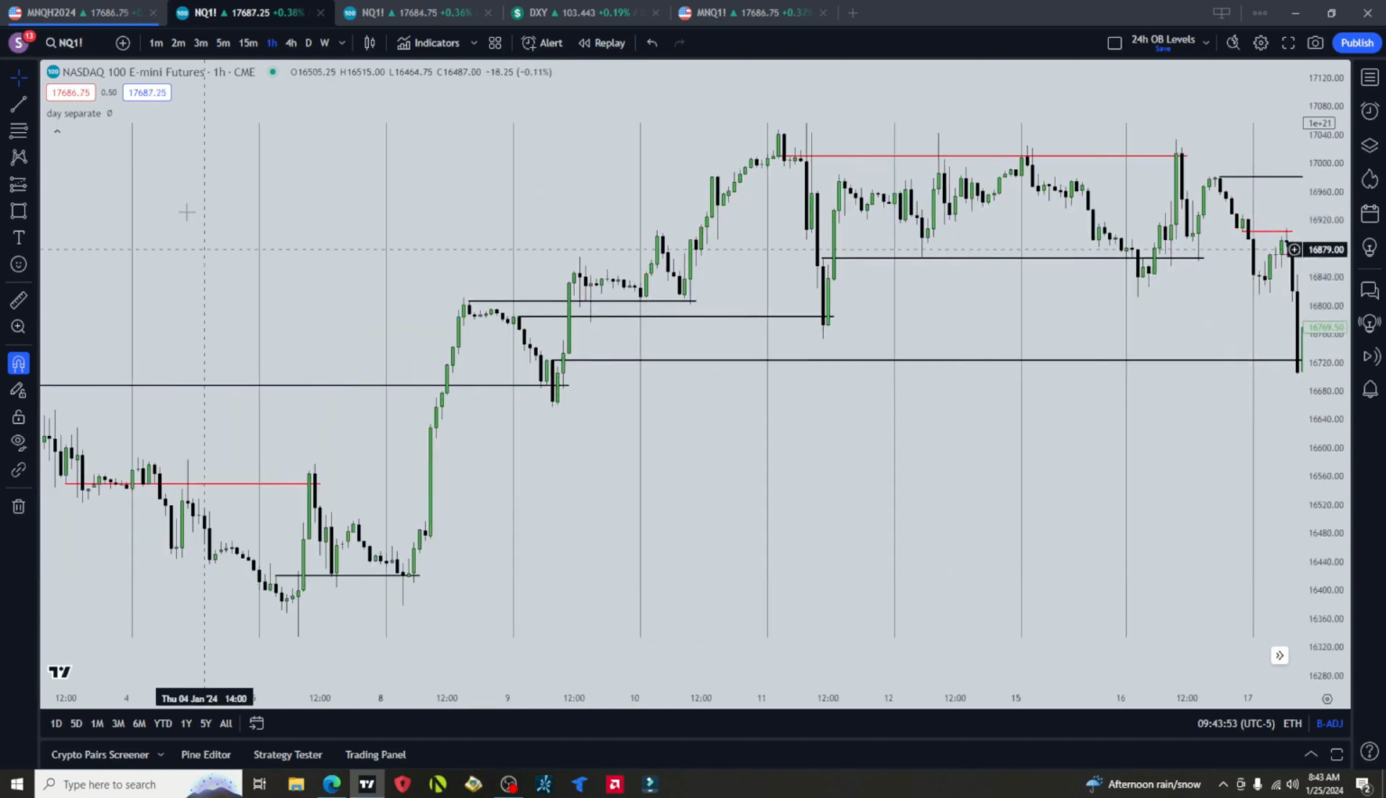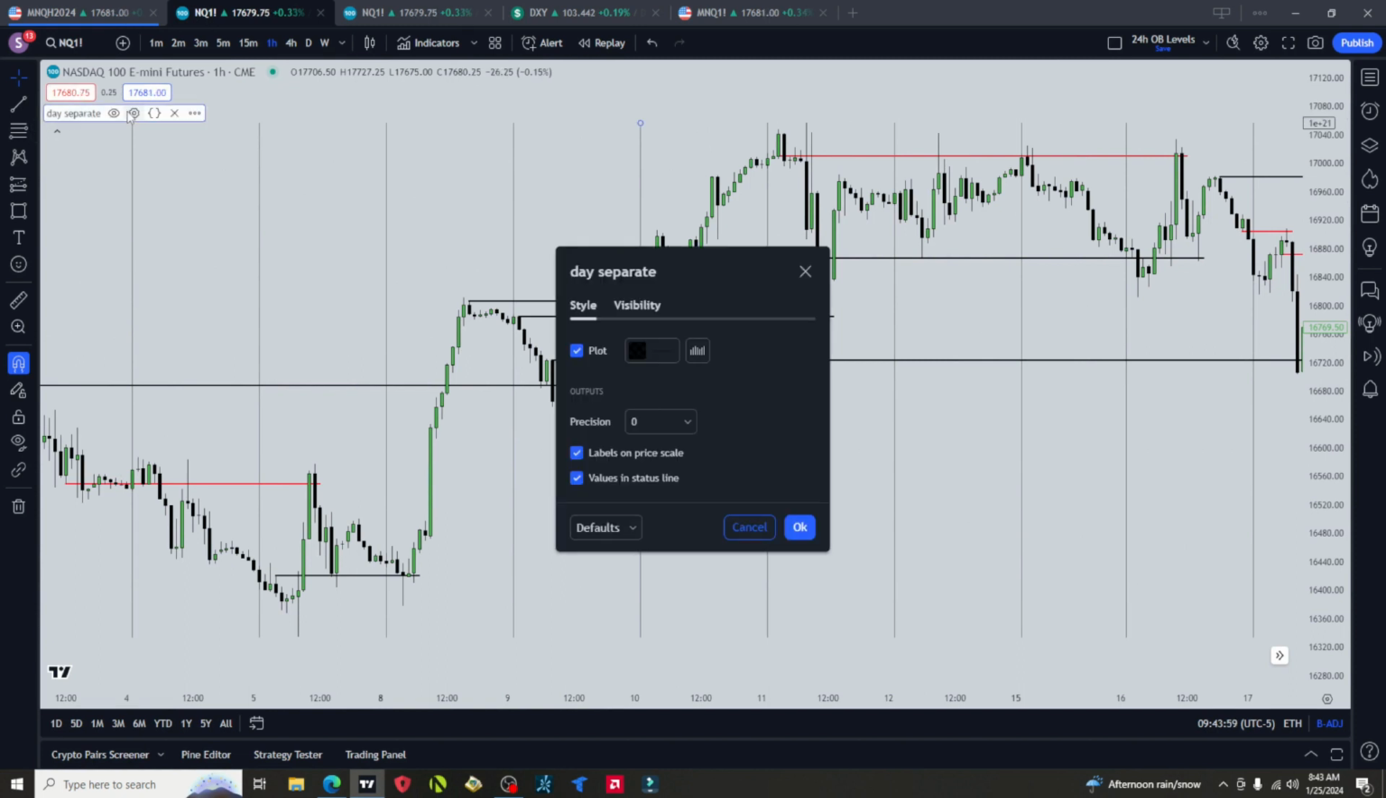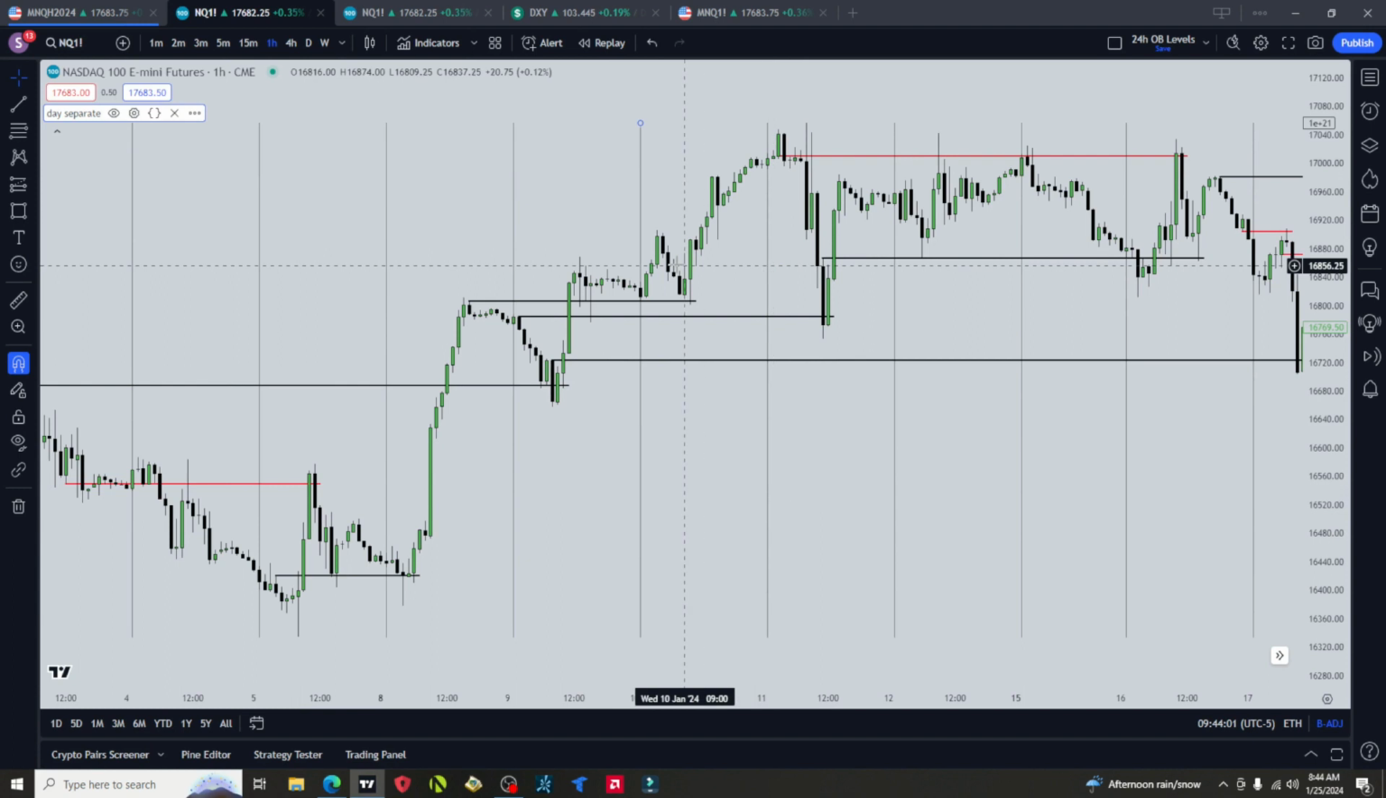But here's the NASDAQ chart, and I have this indicator, day separate, and it just separates the days. For some reason, it's at 1 o'clock instead of midnight. I don't know why. But I got this chart. I leave it on 1 hour for the most part. At least all of the order blocks which I outline are outlined on the 1 hour chart.